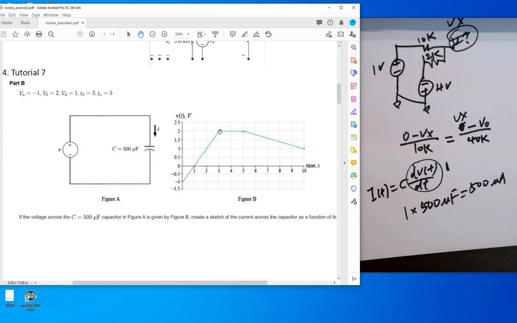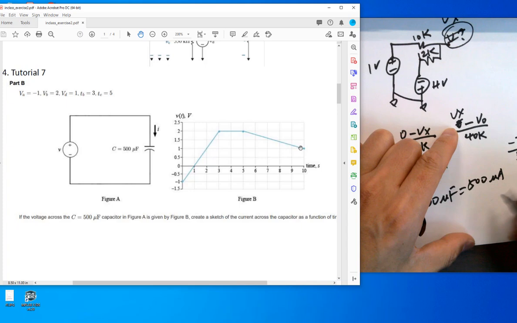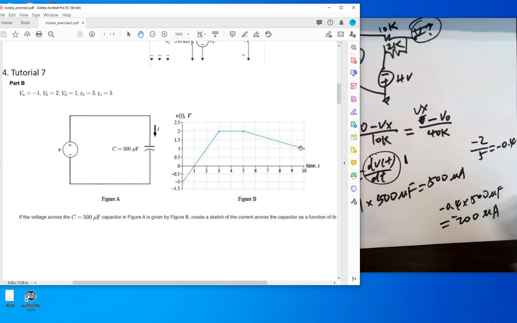So if there's no voltage change over time, same voltage, DC voltage, no current. Current drops to 0. And then the current changes to the negative domain. So the slope here is what? 2 over what? 5, right? So it could be negative 2 over 5, which is negative 0.4. So negative 0.4 times 500 microfarads is giving you this much microamps, right? So that's the DC current.